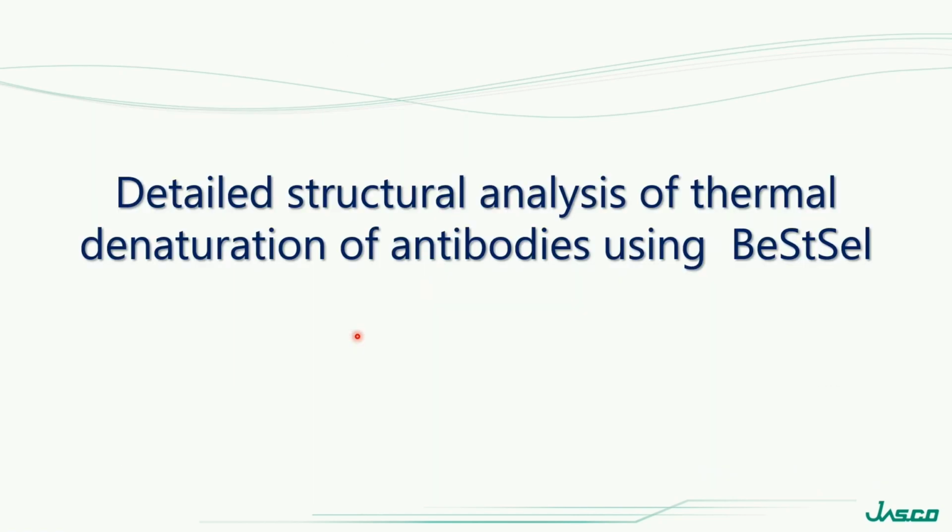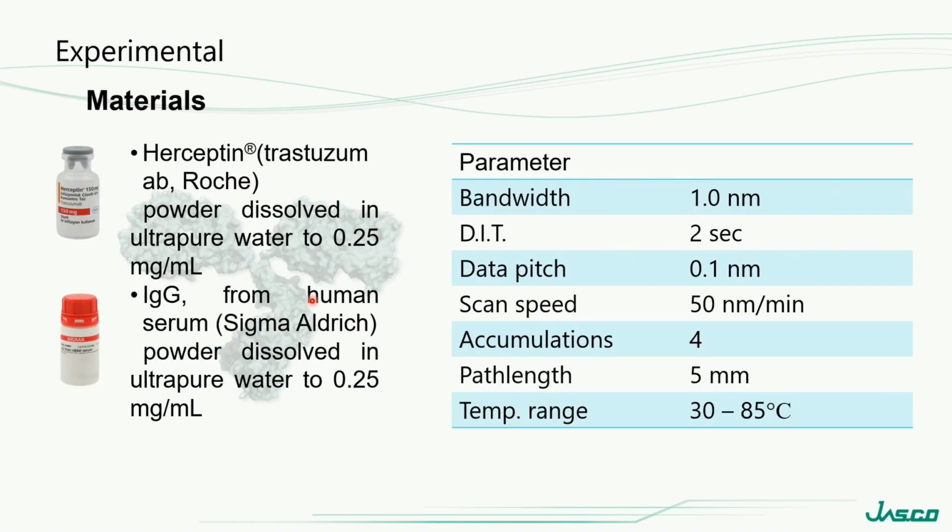From here, I'd be happy to share an application: the detailed tracking of conformational changes of an antibody drug using BeStSel. We selected Herceptin, the innovator drug for breast cancer. And as you well know, the active pharmaceutical ingredient of Herceptin is human IgG1. And we compared Herceptin and IgG, which is the reference for research.